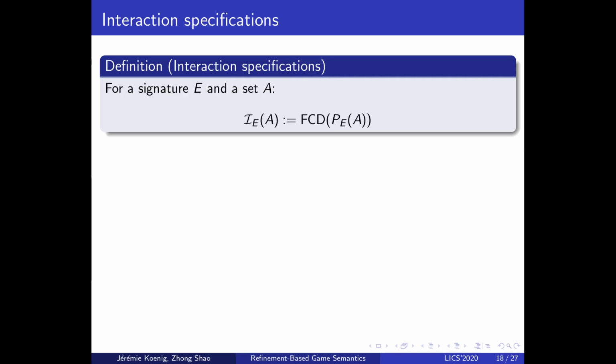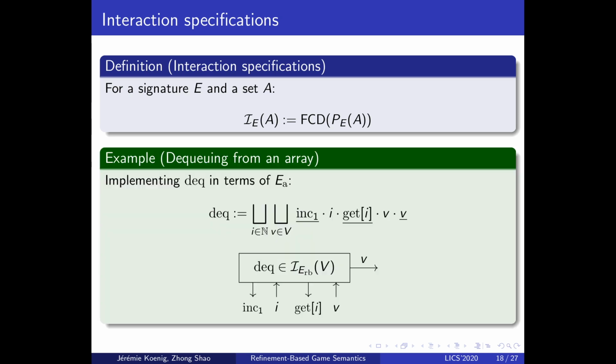From this kind of play, we can build a notion of interaction specification. We'll represent them using the free completely distributive lattice generated by our set of plays ordered under a prefix relation. Then we can describe our dequeue operation in more detail and in more general terms by using angelic nondeterminism to range over all possible answers we get from the environment.